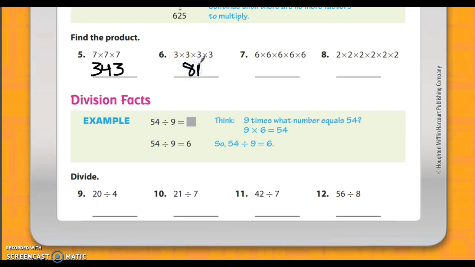Go ahead and try numbers 7 and 8. Pause the video, and then when you're ready, hit play and check your answer. Okay, the answer to number 7 is 7,776. The answer to number 8 is 64. I'm going to show you this one actually. This 2 times 2 is 4, and this 2 times 2 is 4, and this 2 times 2 is 4, and this 4 times 4 is 16, and 16 times 4 is 64.